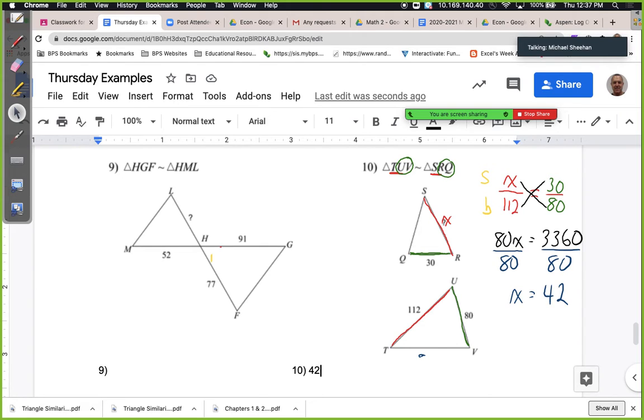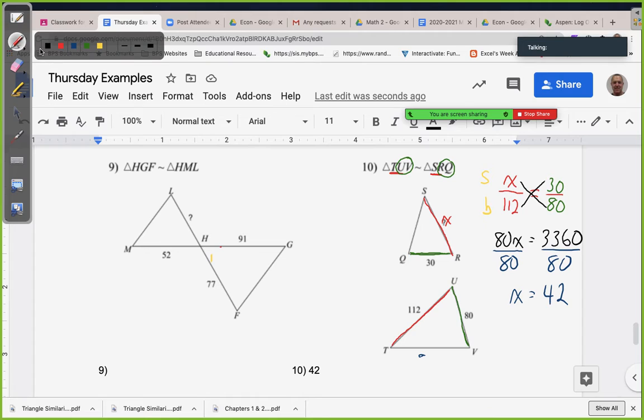Should we do number 9? Yes, mister. All right. Kayla, what do you want to do on this one? Do you want to put the bigger triangle numbers on top or the smaller triangle numbers on top? The bigger. All right, so let's do big on top on this one. Kayla, out of this bigger triangle, what do you want to start with, the 91 or the 77? The 91. All right, so let's go 91.